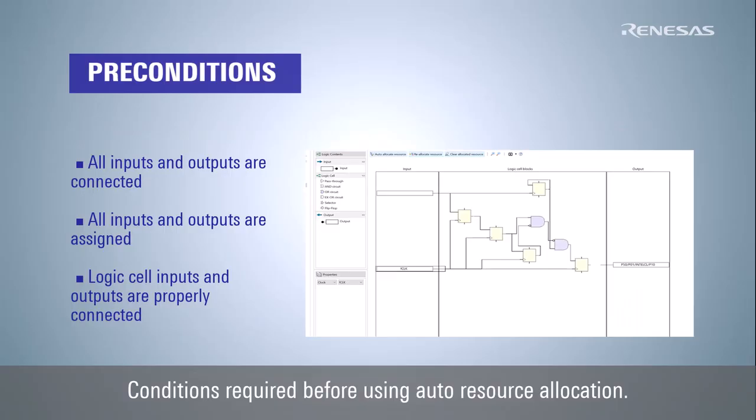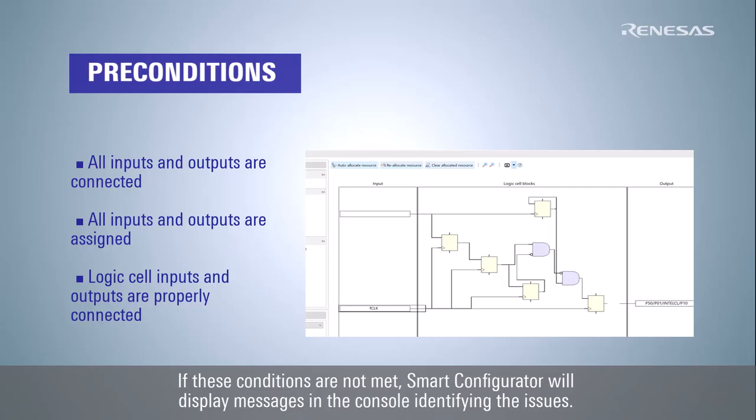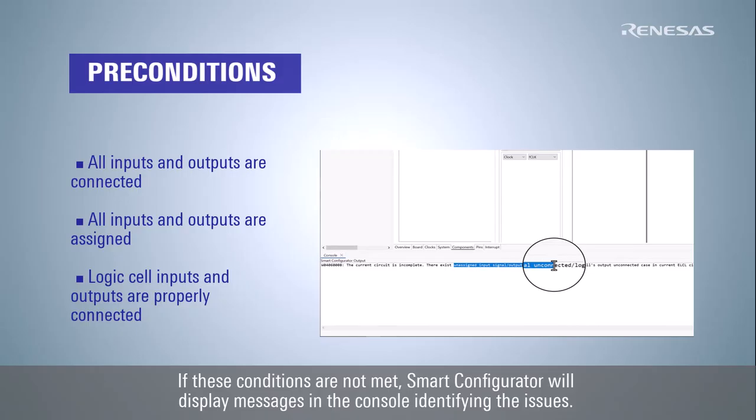We will create an ELCL edge detection thinning function as example to introduce the auto allocation resource feature. To execute the auto allocate or reallocate resource function successfully, ensure the following conditions are met. All inputs and outputs are connected. All inputs and outputs are assigned. Logic cell inputs and outputs are properly connected. If these conditions are not met, Smart Configurator will display messages in the console identifying the issues. For example, missing input signals and unconnected outputs must be resolved before proceeding.